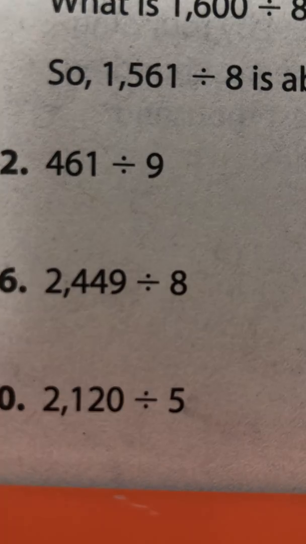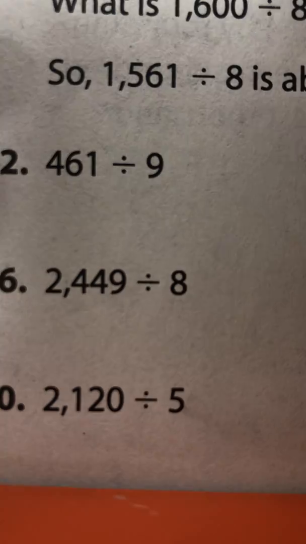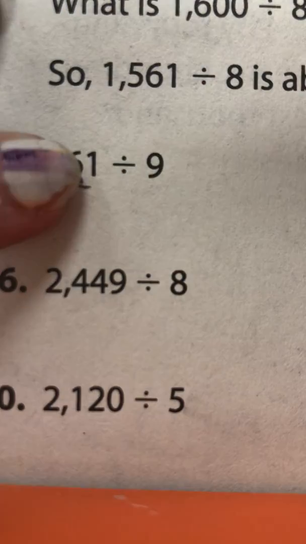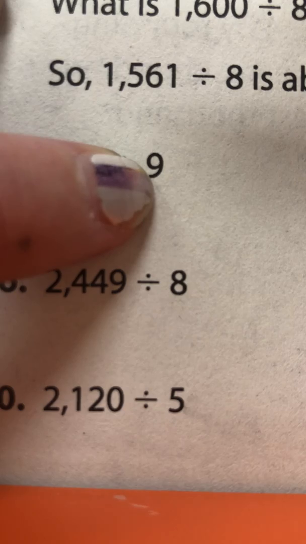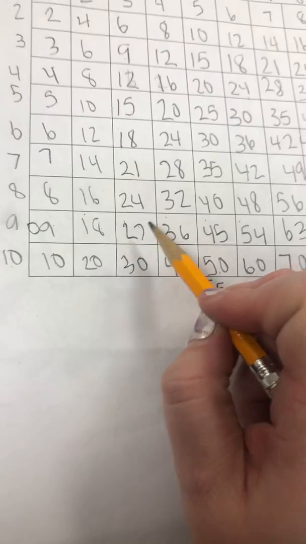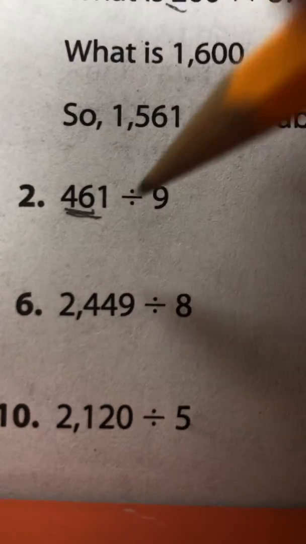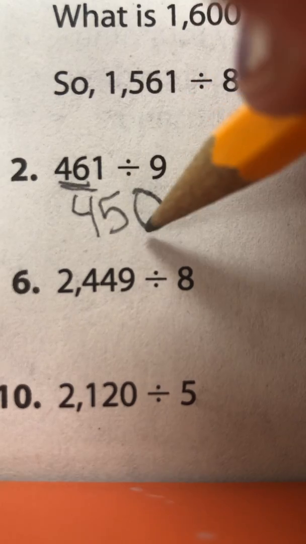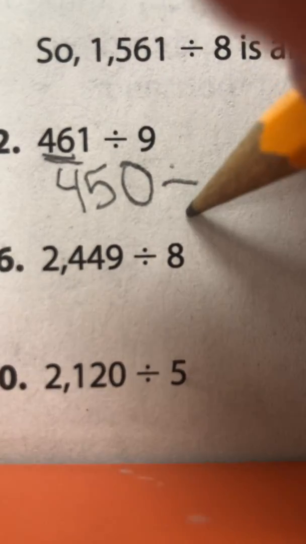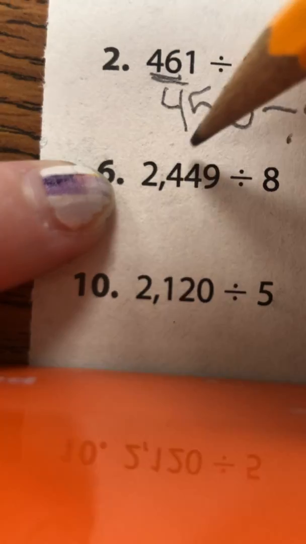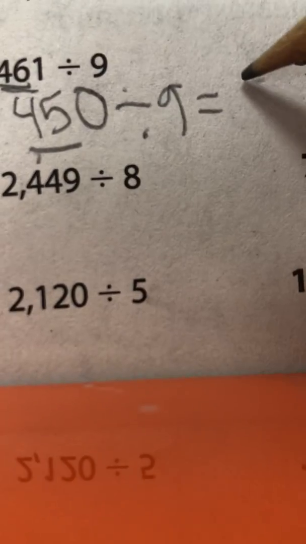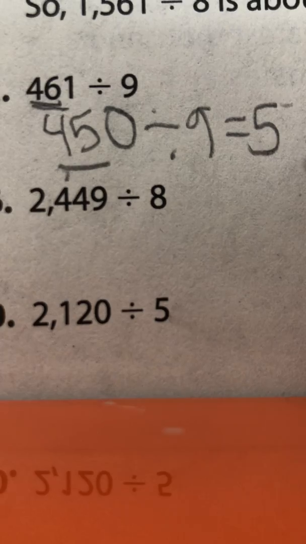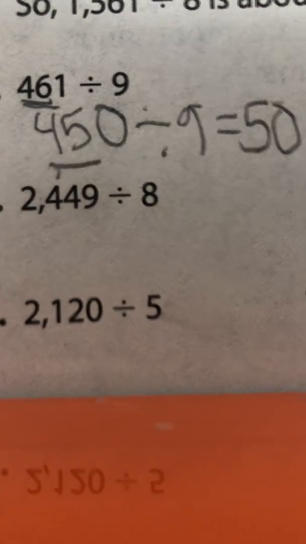And remember, I'm focusing on rounding to estimate. So I want to think of the closest number I can round this to make it easily divisible by 9. If I look at my 9s, 9, 18, 27, 36, 45. 45 is the closest, so I'm going to change this to 450. I just rounded down to the closest 100. 450 divided by 9. 45 divided by 9 is 5, because 9 times 5 is 45, and I've got that 0 there.